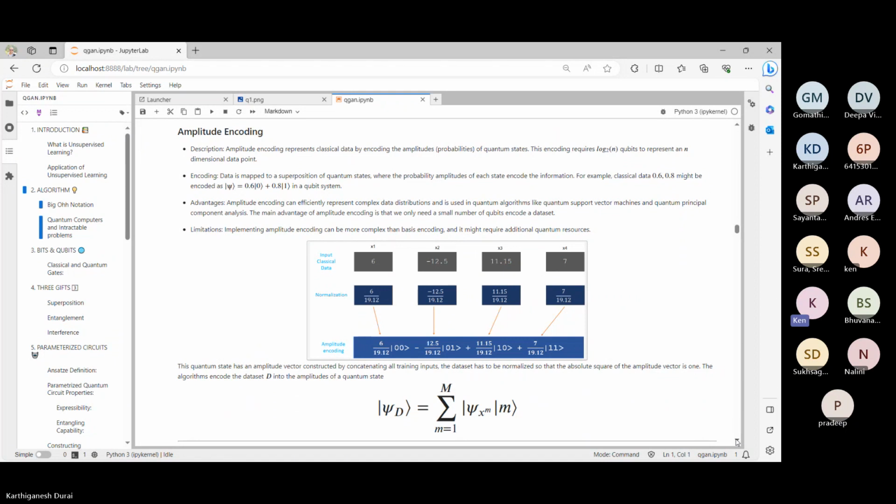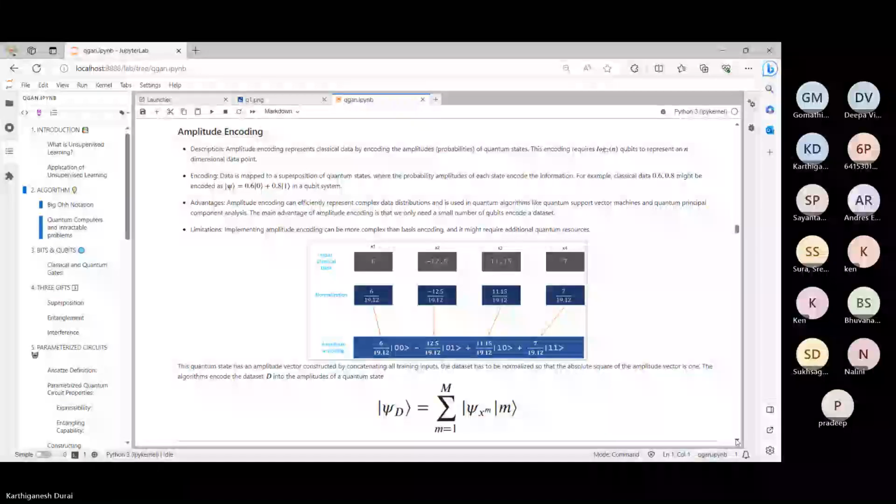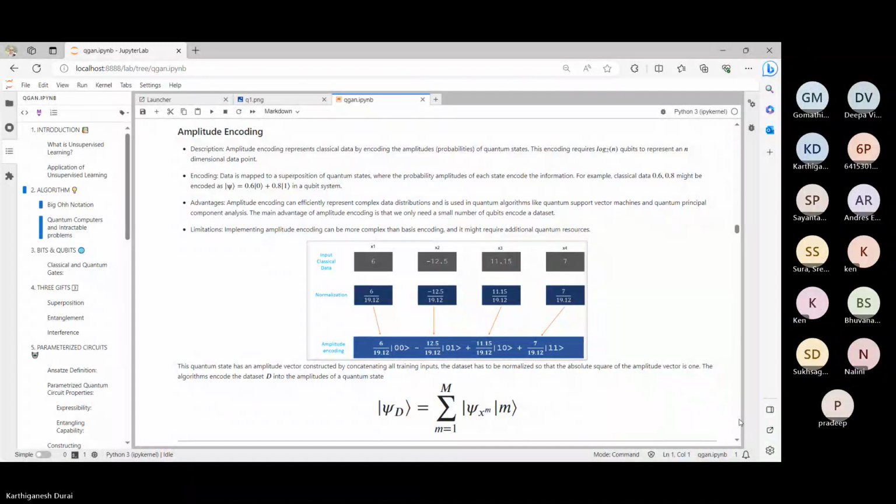And again, it has its advantages, it has its disadvantages. Advantages, it's more efficient than our basis encoding. But limitations, it could be a little more complex to implement. Okay, next, angle encoding.